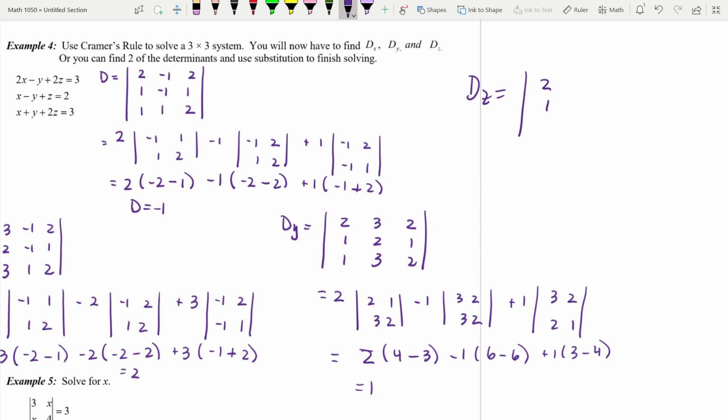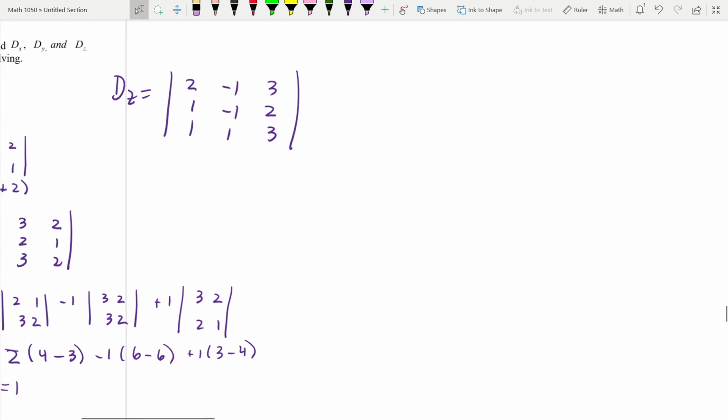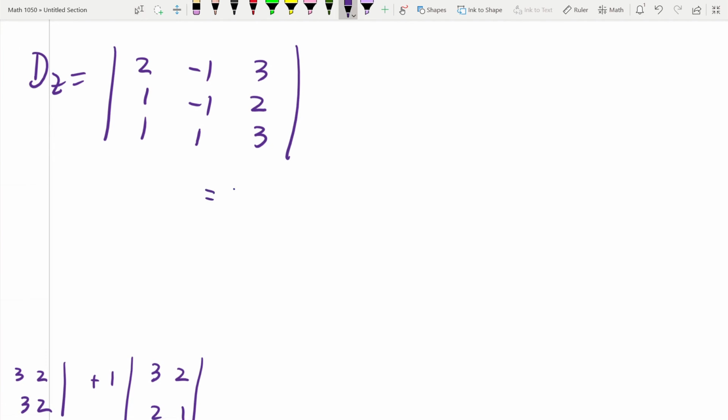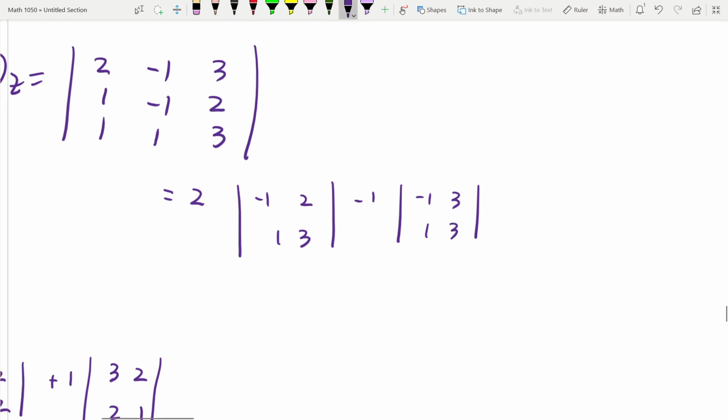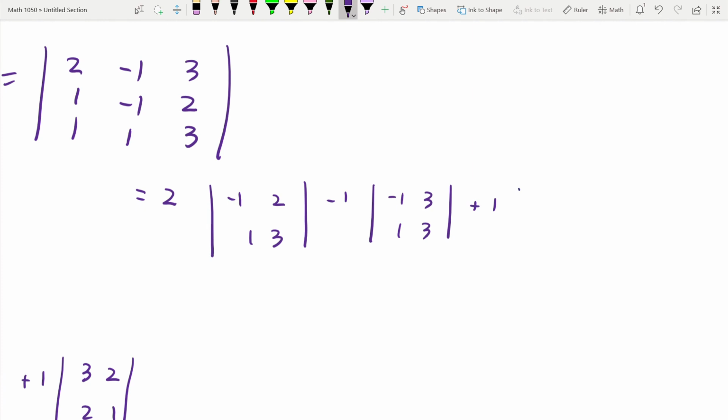Now I have to find d sub z. X's don't change. Y's don't change. Z's change to 3, 2, 3. Okay? Start with the 2. Get rid of the row. Get rid of the column. Negative 2, negative 1, 2, 1, 3. Second number's a 1. Change the sign. Get rid of the row. Get rid of the column. Negative 1, 3, 1, 3. Third number's a 1. Get rid of the row. Get rid of the column. Negative 1, 3, negative 1, 2.